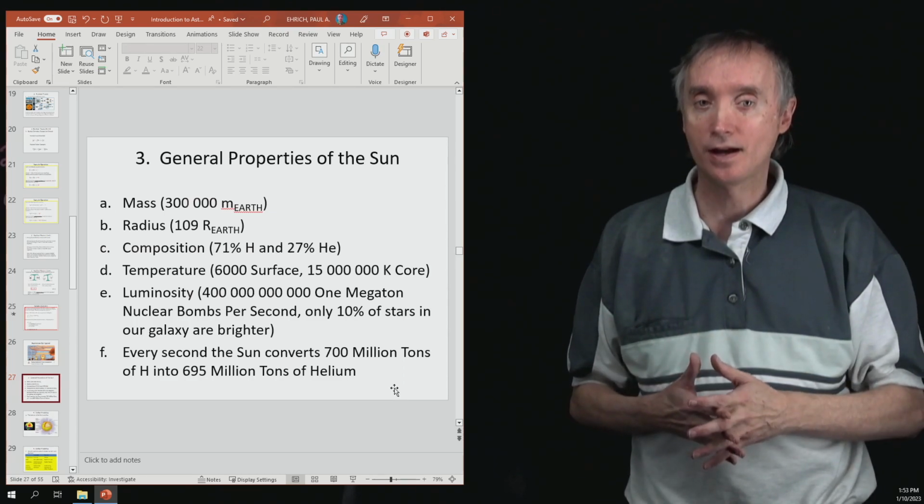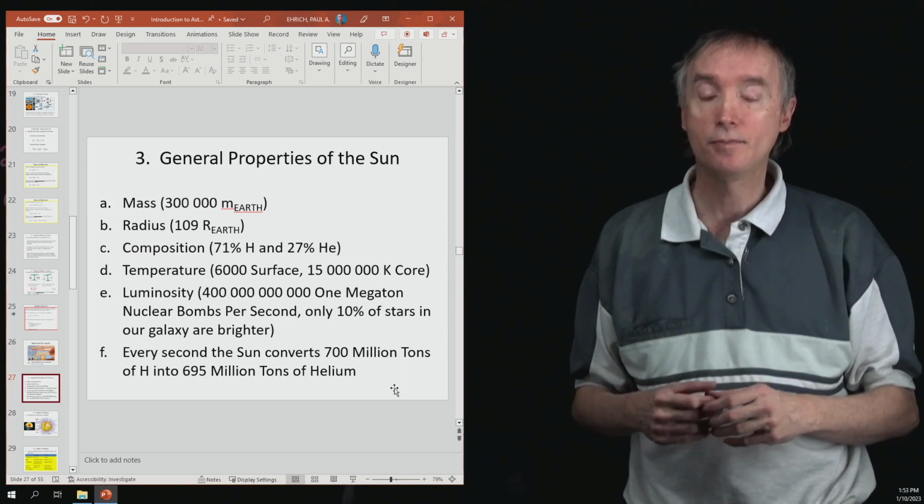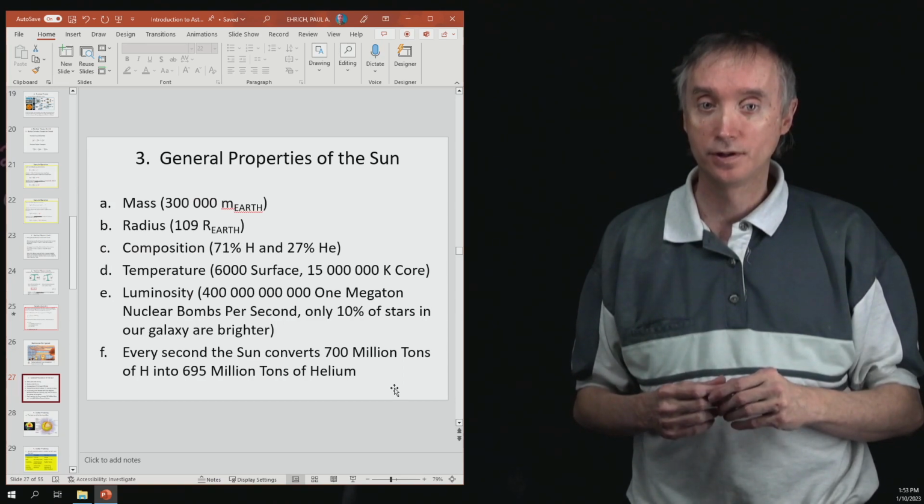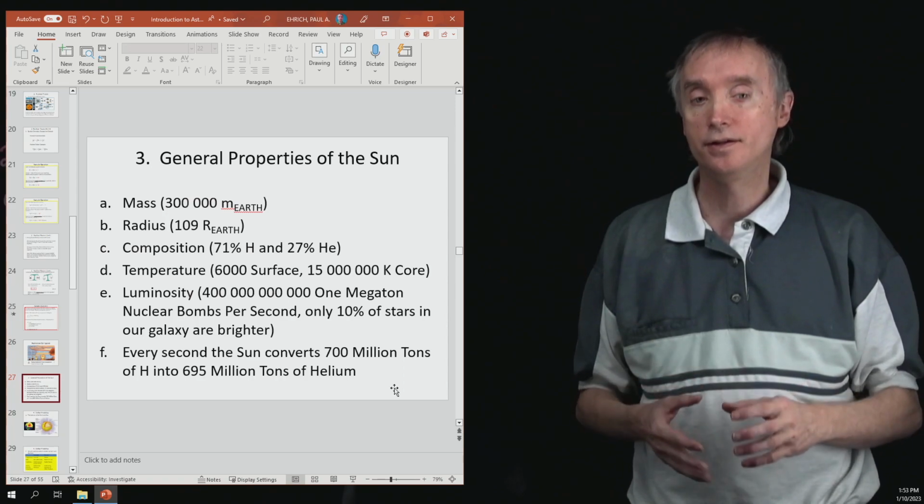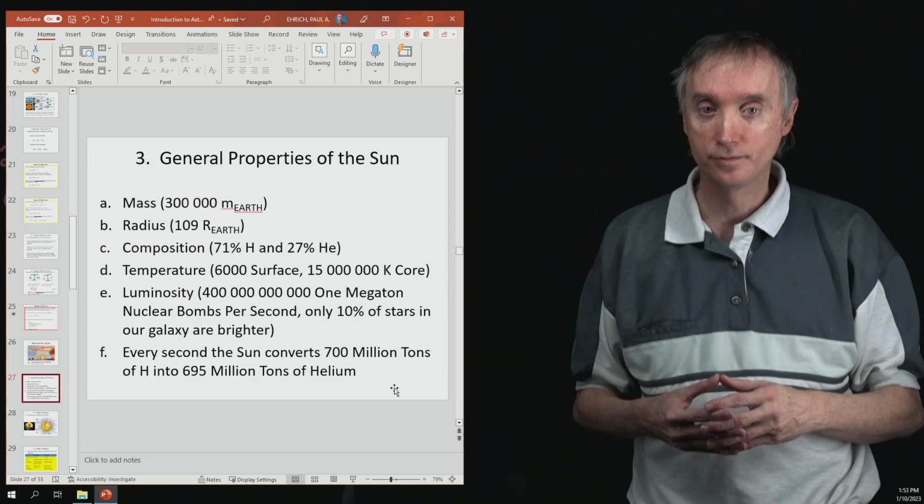Okay, then inside of the Sun, the temperature is 15 million Kelvin. So it's much hotter on the inside because that's where all the nuclear explosions are going on.